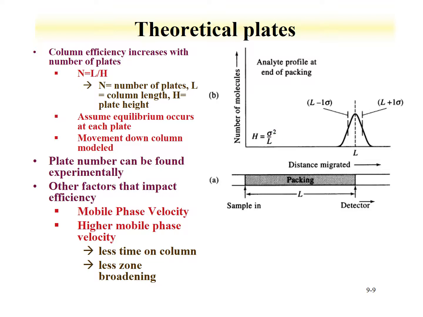There are other factors in an experiment that can impact a theoretical plate. For instance, the mobile phase velocity: a slower flow rate can increase the number of theoretical plates. However, higher flow rates mean less time on the column and also less zone broadening. So these two factors need to be balanced out: what sort of zone broadening one is willing to have, and the number of theoretical plates one desires for the separation.